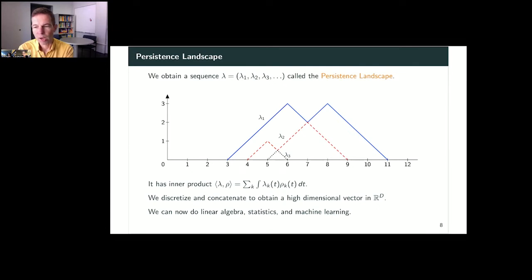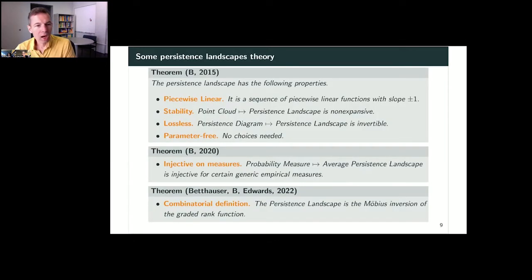So just chop up our parameters into some grid, evaluate each of the persistence landscapes, concatenate these numbers, and now we're either in a function space or a Euclidean space, and we can do essentially all of linear algebra, statistics, and machine learning.